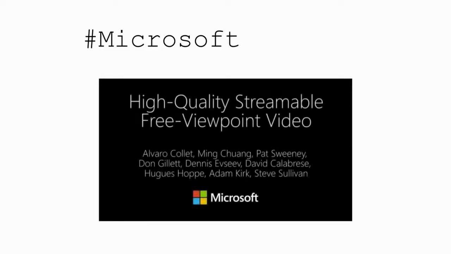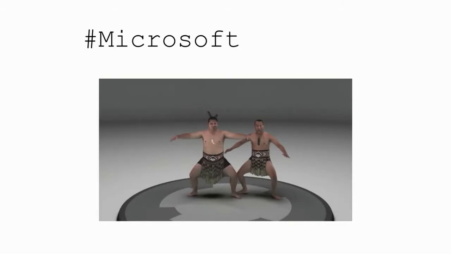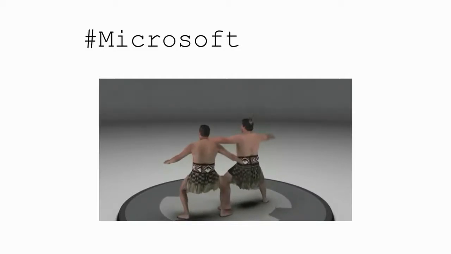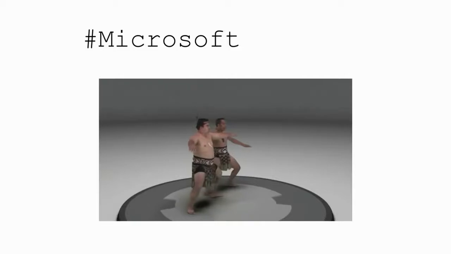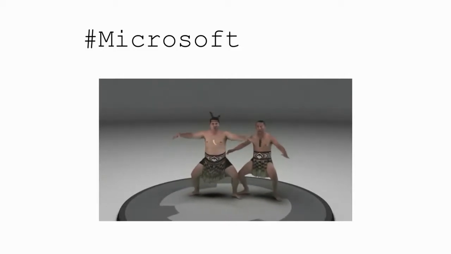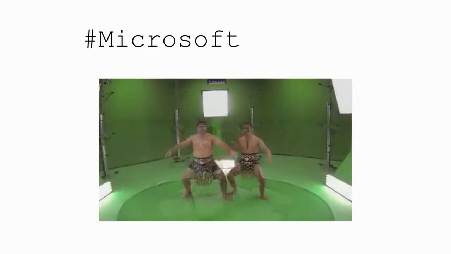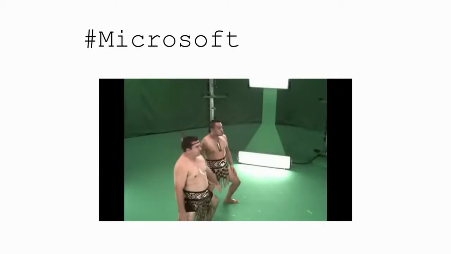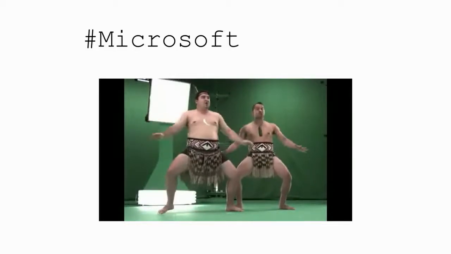volumetric content. In this video, we present our system to create high-quality, free viewpoint video that can be compressed to bandwidth suitable for consumer applications. This example is a traditional Maori Haka performance. We start by capturing performances with 106 synchronized RGB and infrared cameras on a calibrated green screen stage. We subtract the background to compute silhouettes, then schedule the data for processing.